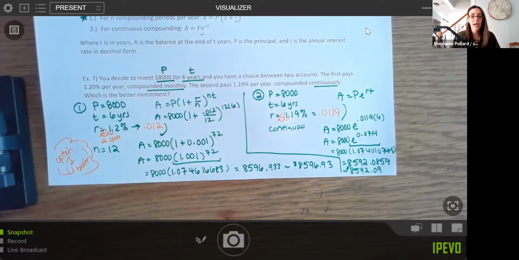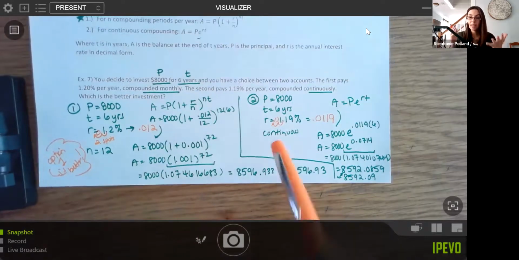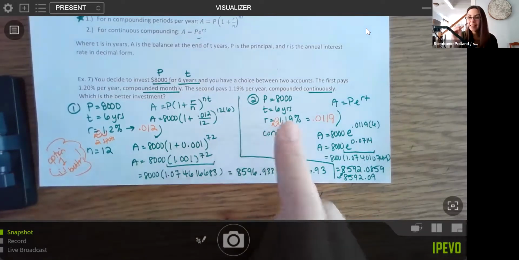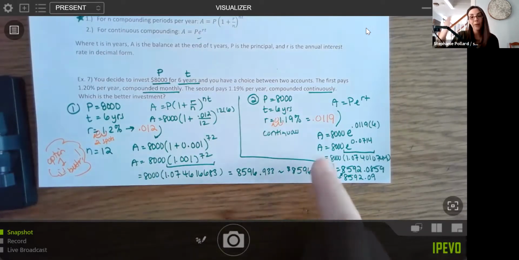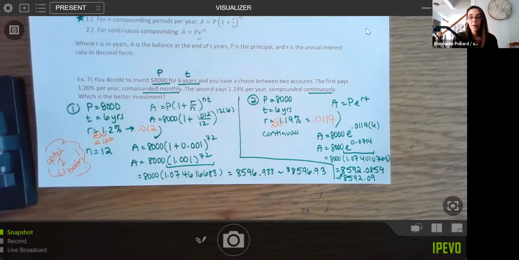But you really do have to check. So here, our numbers were so close, right? Our rates were really, really close. This one has 12 compoundings a year. This one was continuous. Now, typically, the more compoundings you have, the more money you make overall. But that assumes that everything else is equal. So here, because that rate is just slightly less, even though you're compounding more, it kind of evened itself out. And actually, the first option ended up being the better deal by about $4, $5.